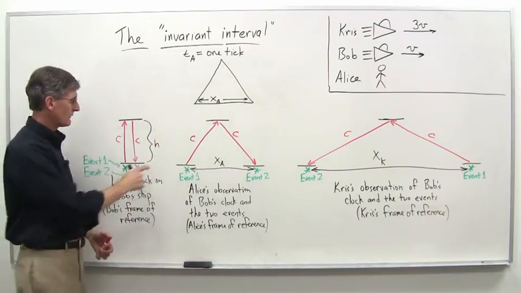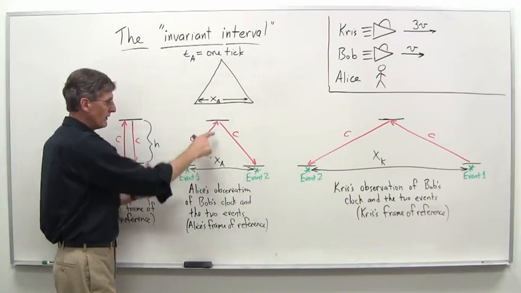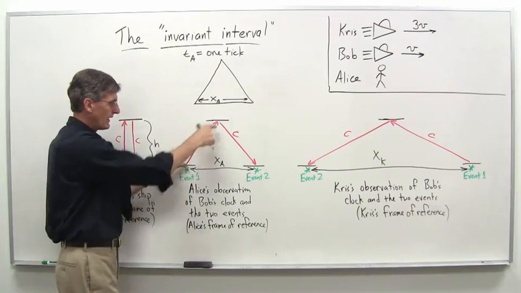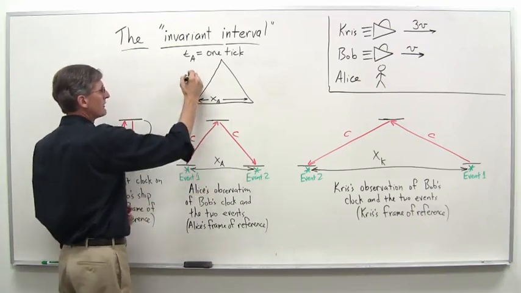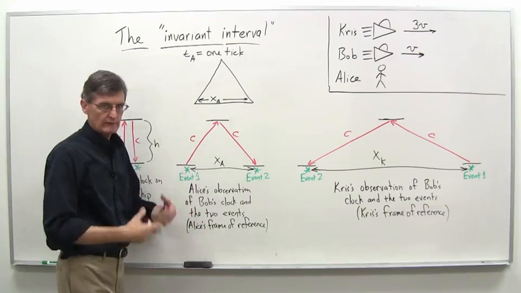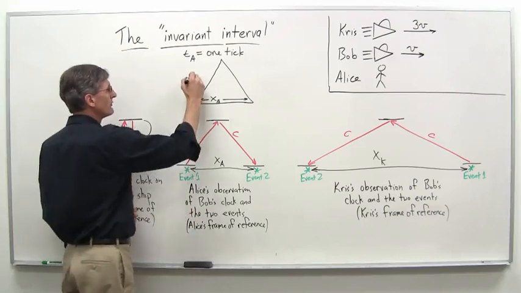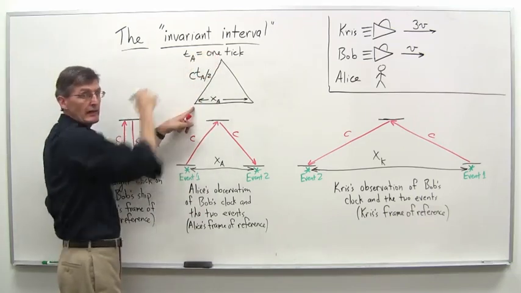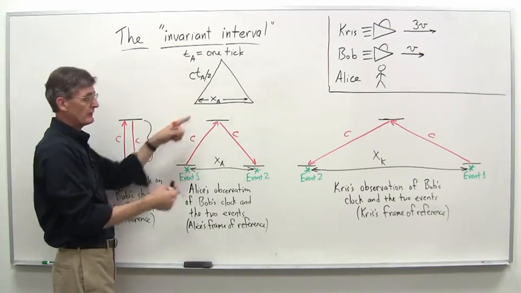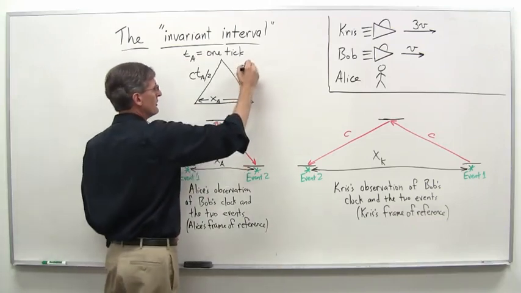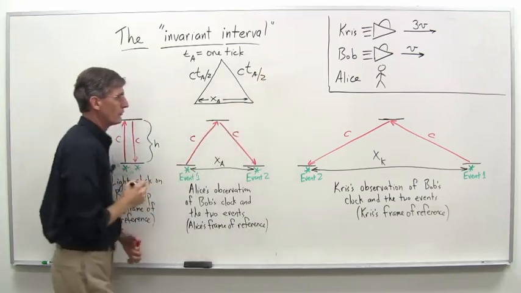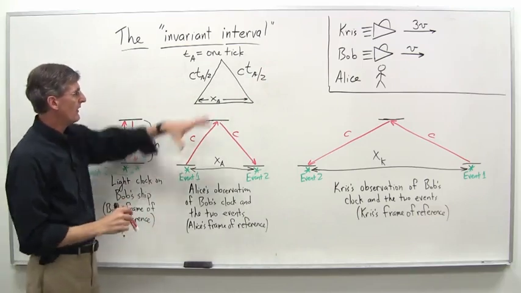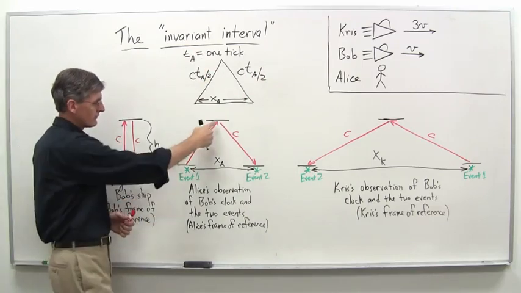Well, what is that one tick? It's up here and then back down again. What is this distance? It's the speed of light times half a tick, because this is half a tick and this is a full tick. Velocity times time is distance. So this distance here is c t_a divided by 2, that leg of our triangle. And by symmetry, this other leg is the same thing, c t_a over 2. And then this here is x_a. So now we've defined the three legs of this triangle. This is the triangle we're looking at right here.